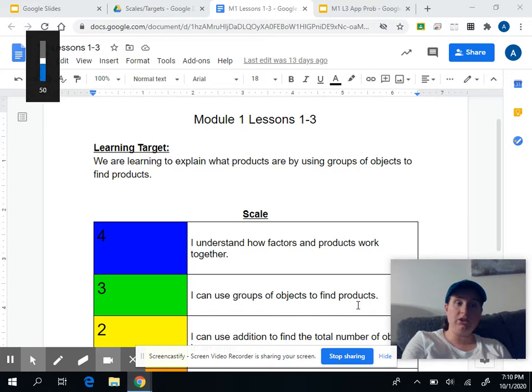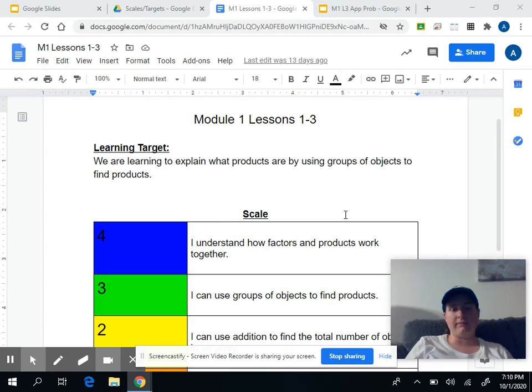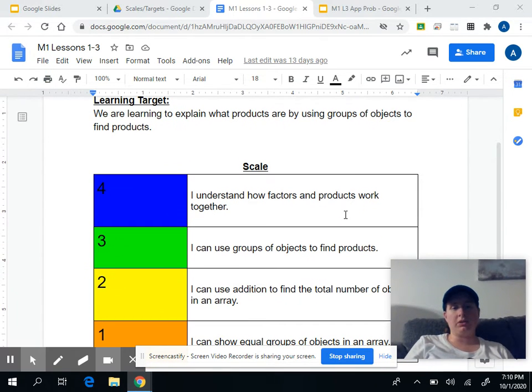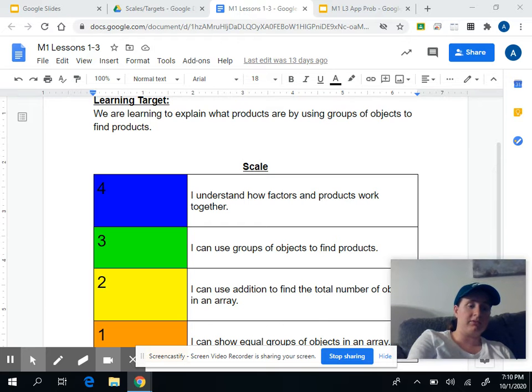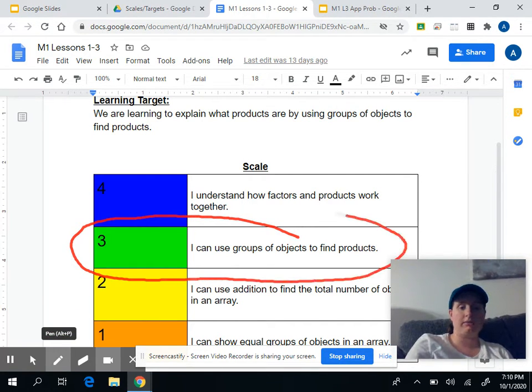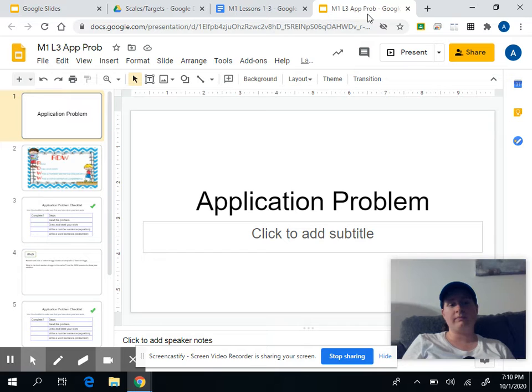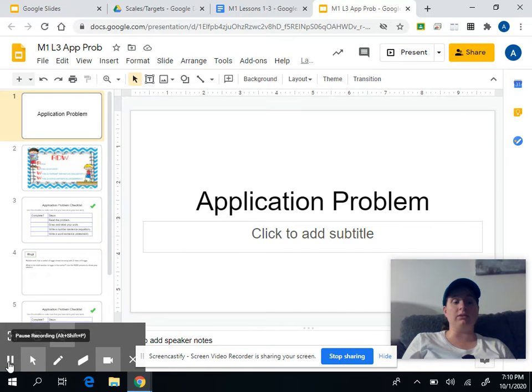Hello, mathematicians. All right, we have our word problem of the day, and we are still working on using groups of objects to help us find products with multiplication. That is our goal right here. Today's problem, just like yesterday's, will not be in your book, so you can work it out either on your whiteboard or on paper, whatever you would like to do.